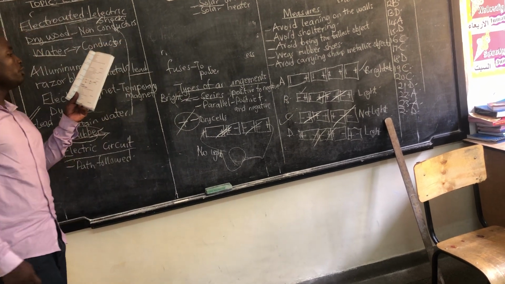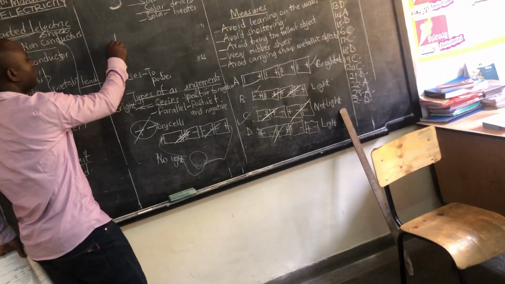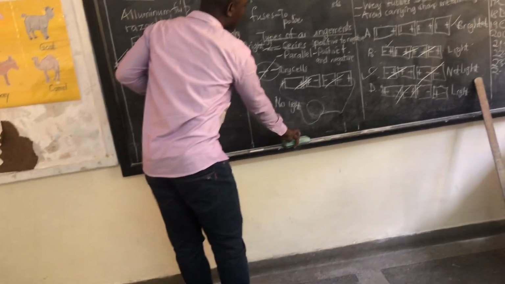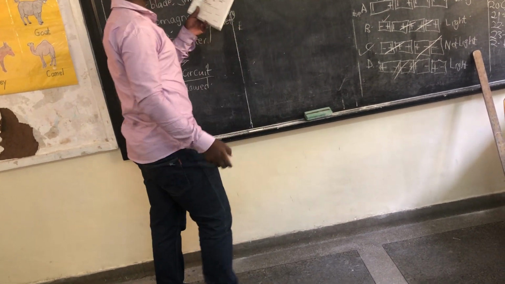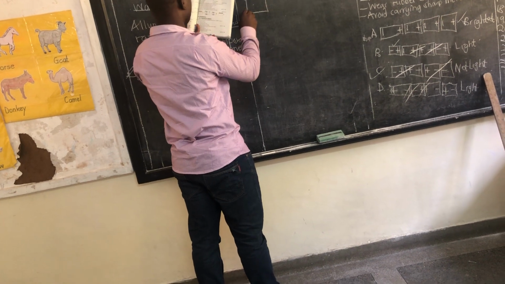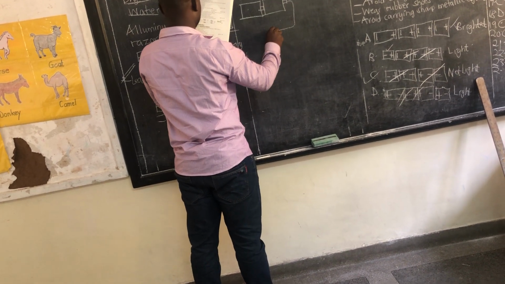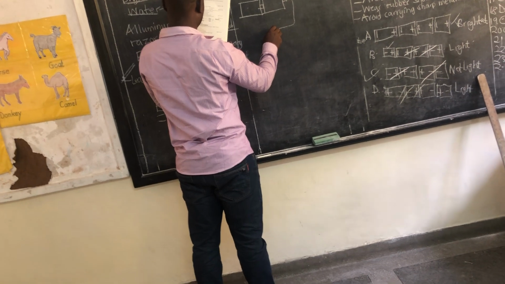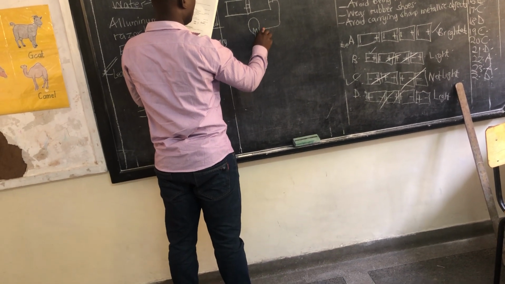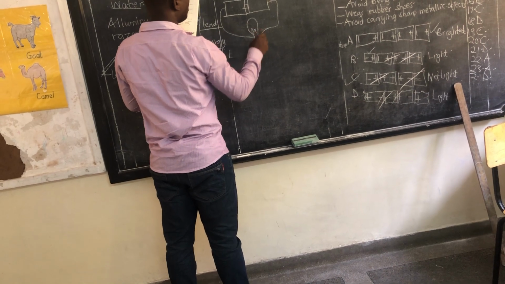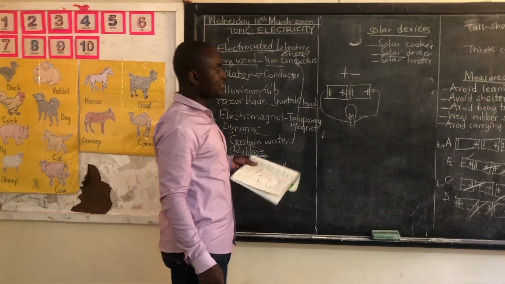In number 25, in which of the following circuits below will the bulb light? The bulb only lights where we have positive connected to negative. If you look at connection A, let me draw so that I can explain. Connection A and connection B. This is the bulb. Positive, negative, positive, negative, positive. The dry cells are arranged in series.